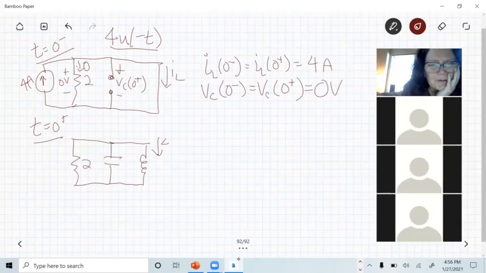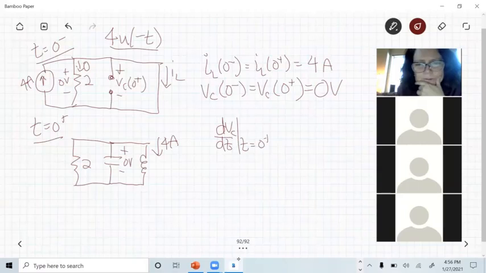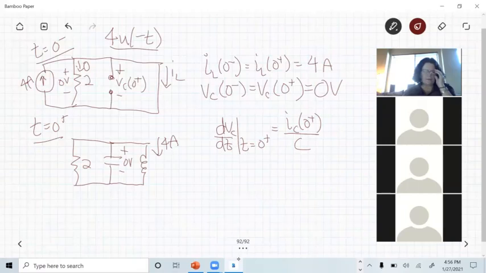IL is 4 amps. It cannot change. And VC cannot change, so this is still 0 volts. So what we're shooting for here, let's look at the end goal so we don't do too much work. We're looking for dVC/dt at t equals 0 plus, and we know that is IC of 0 plus over C. So all I need to do is find its current.